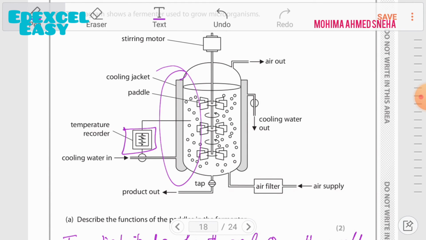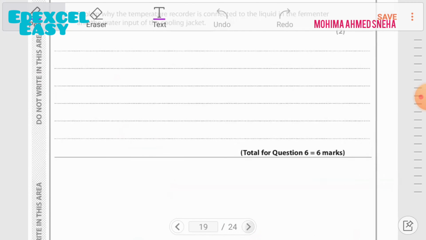So it is connected here because we can monitor the temperature, and as we are monitoring the temperature, we get to know whenever the temperature falls down or whenever the temperature rises too much, so we can turn on the water supply into the cooling jacket if the temperature increases, and this will prevent the enzymes of the microorganisms from being denatured. So let's write the answer.